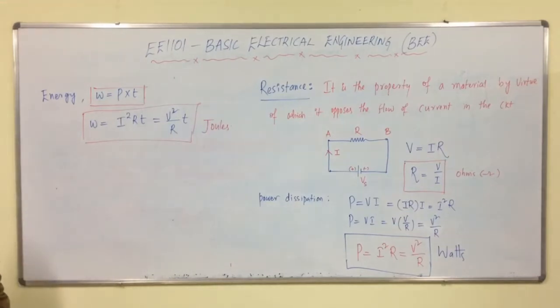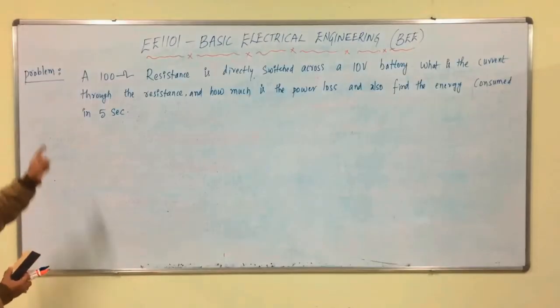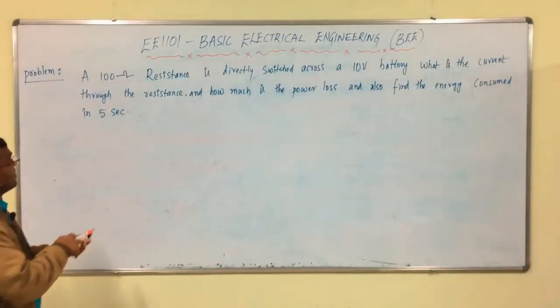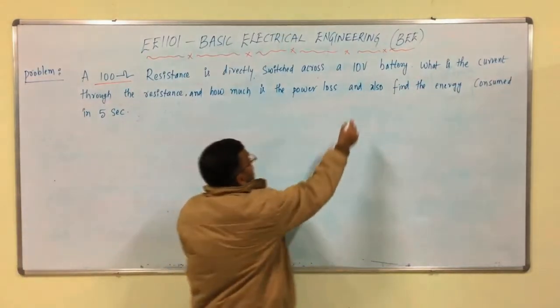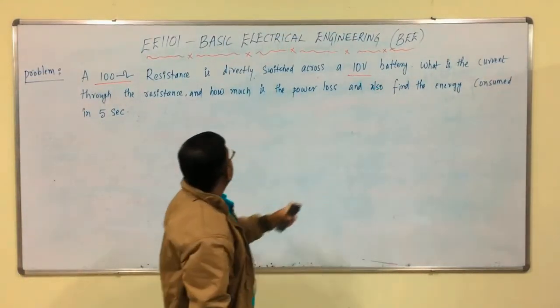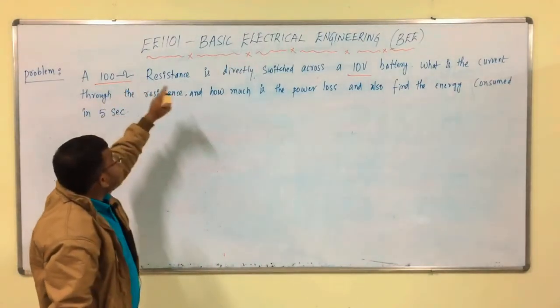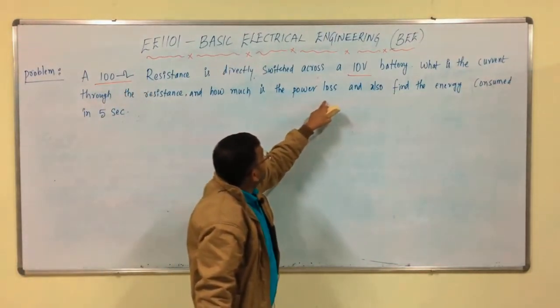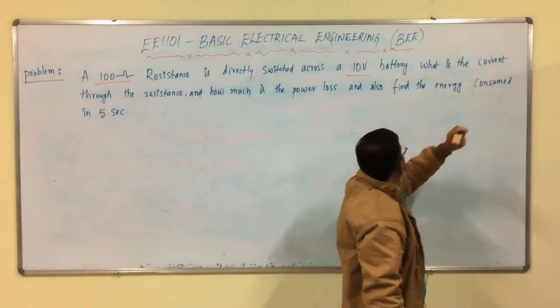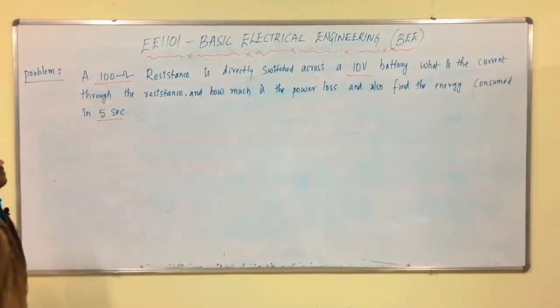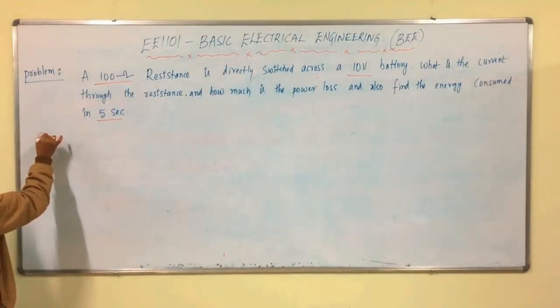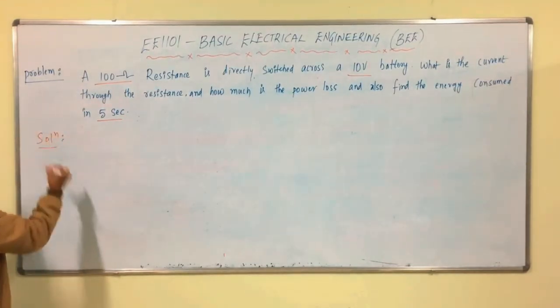So, now we have to discuss one problem. A 100 ohm resistance is directly switched across a 10 volts battery. What is the current through the resistance and how much is the power loss, and also find the energy consumed in 5 seconds. We will discuss this problem solution.